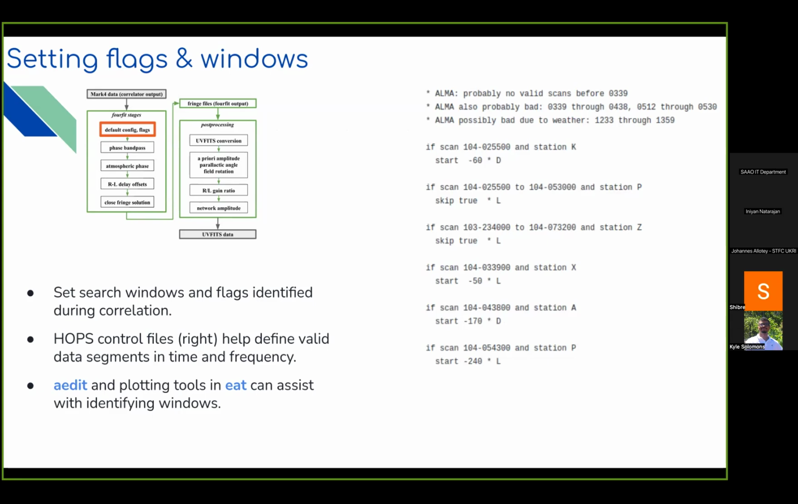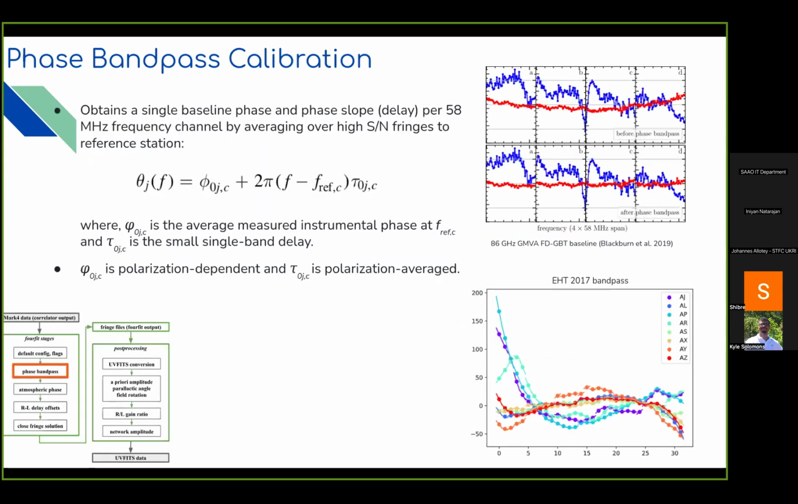And you also set some flags, like if you already know some data are bad. Usually the correlation centers provide you with some information of which data are bad or where some stations just dropped off. So you can remove all that data, set some search windows and start your calibration process. The first step that we do is to calibrate the phases over the bandpass.